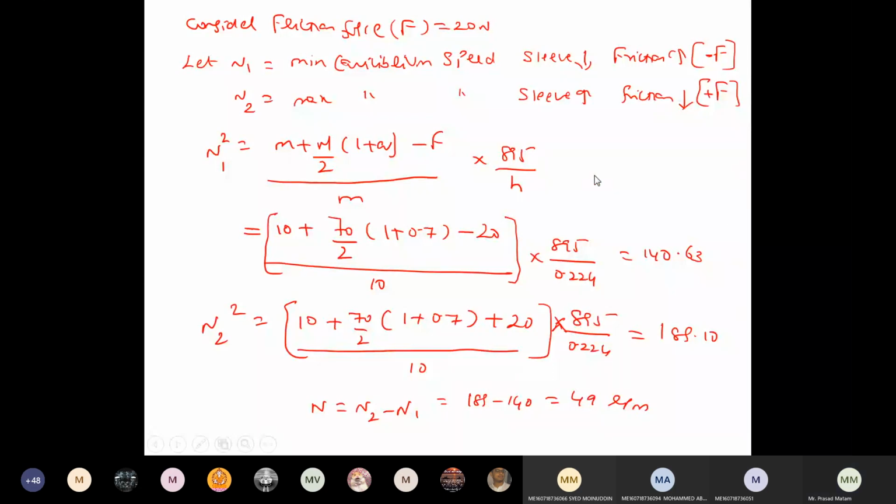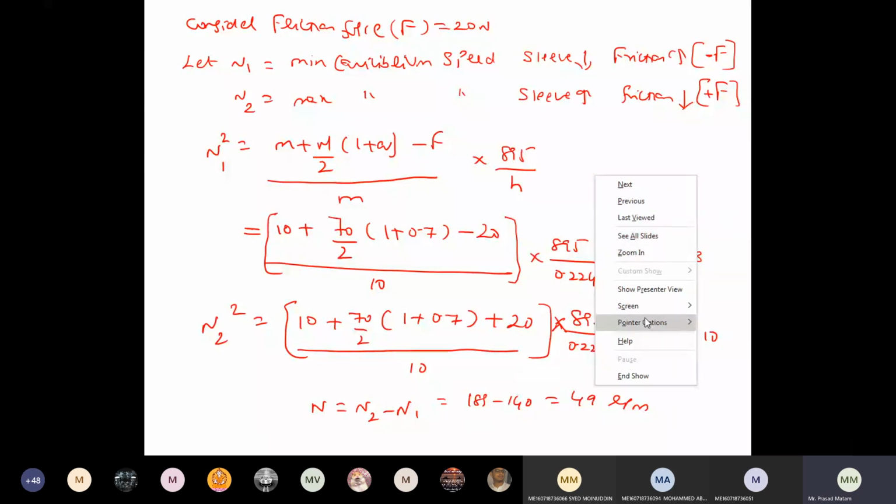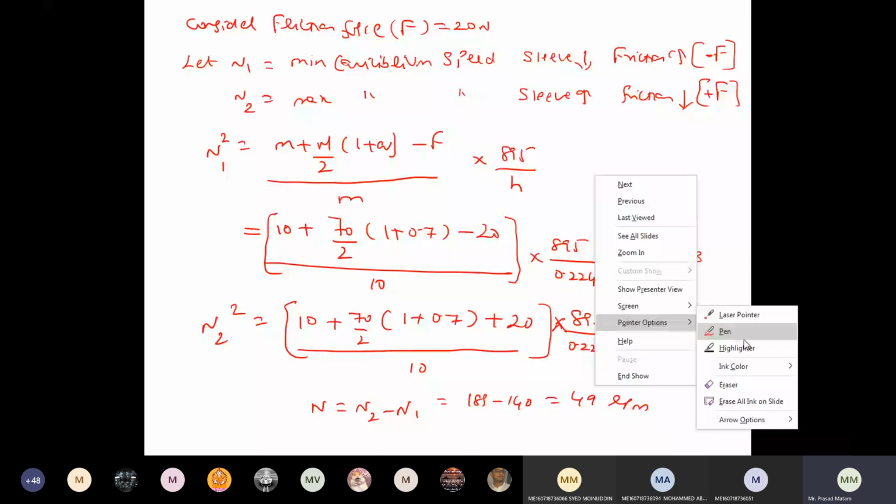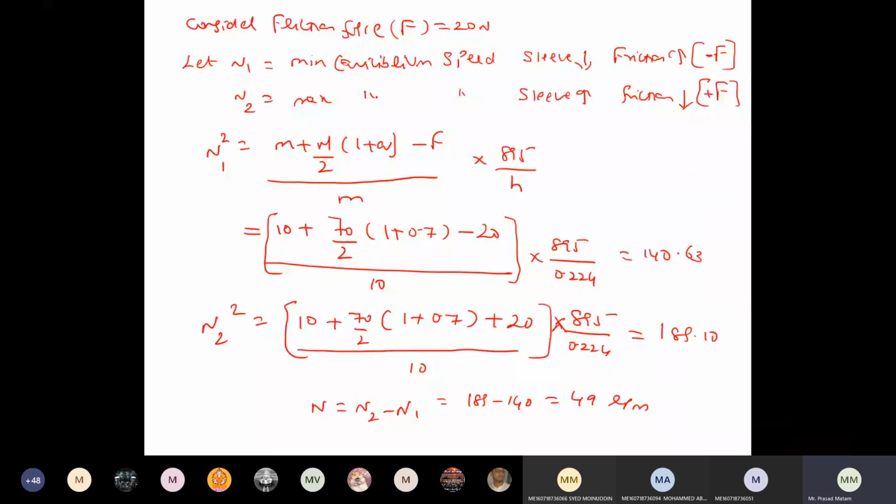I am seeing anyone will answer, but no one. Still you are copying. Don't do like that. That's what I have done. mg, you have to take it as mg. mg, okay. 10 into 9.81. 70 into 9.81. Here also 10 into 9.81. And this is mg. So the same slide I have done here.